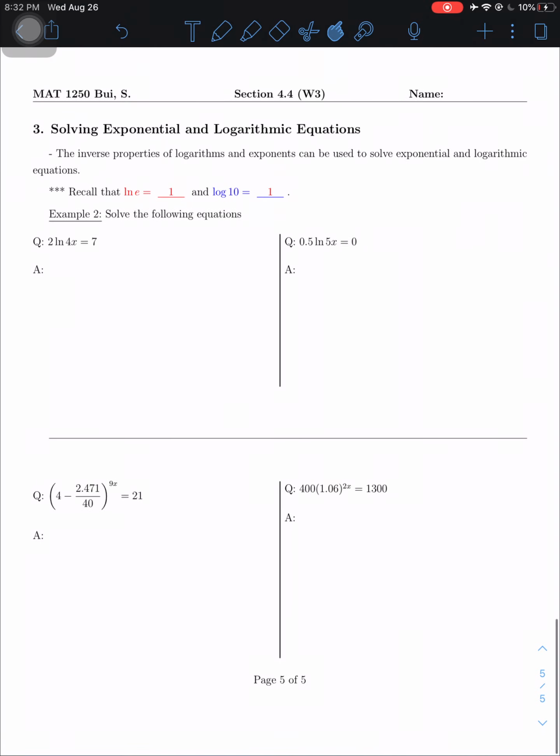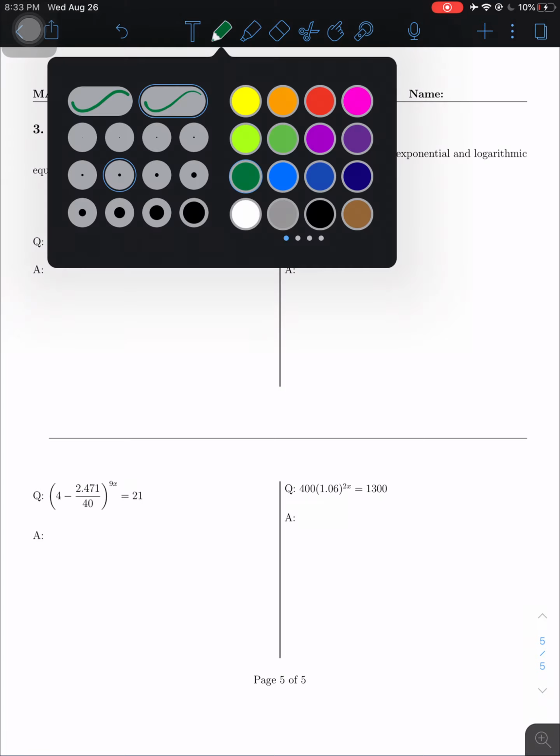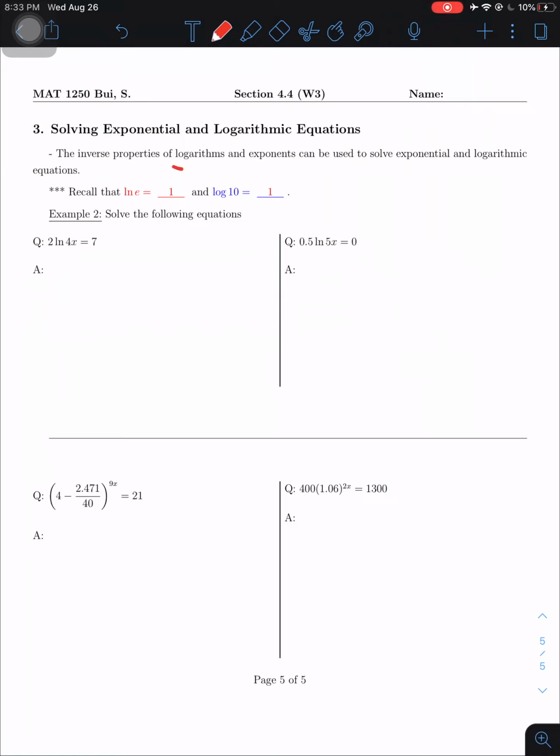Solving exponential and logarithmic equations. Alright, the inverse properties of logarithms and exponents can be used to solve exponential and logarithmic equations. So in the last page, I'm pretty sure I gave you these 2 formulas to remember already, but it's just another quick reminder that ln of e equals 1, and then we have log of 10 also equals 1, okay?